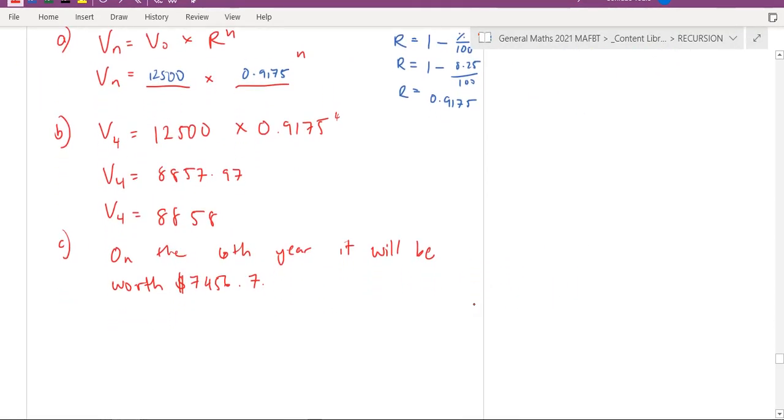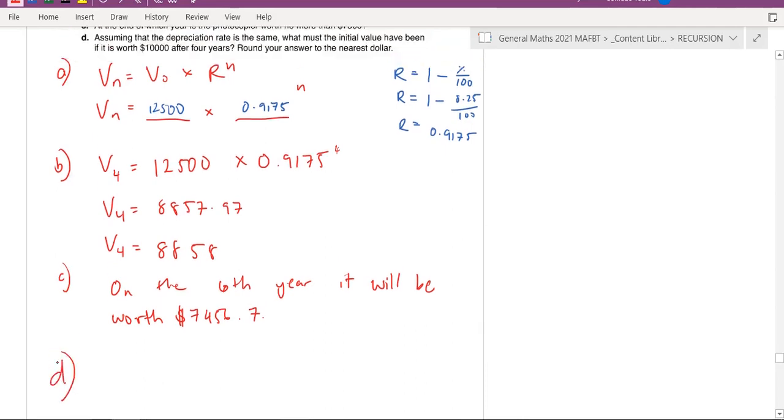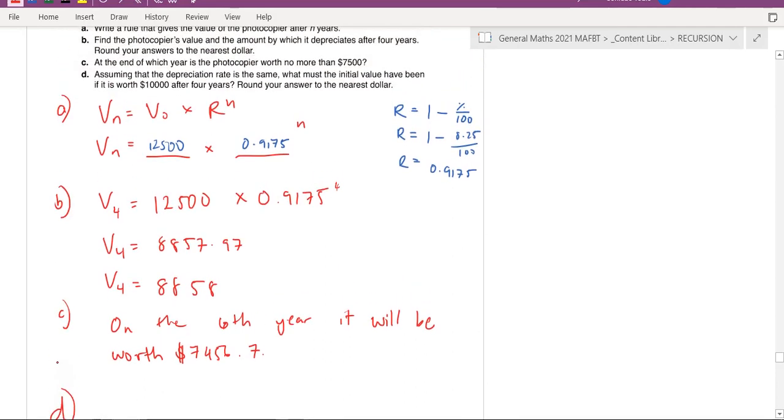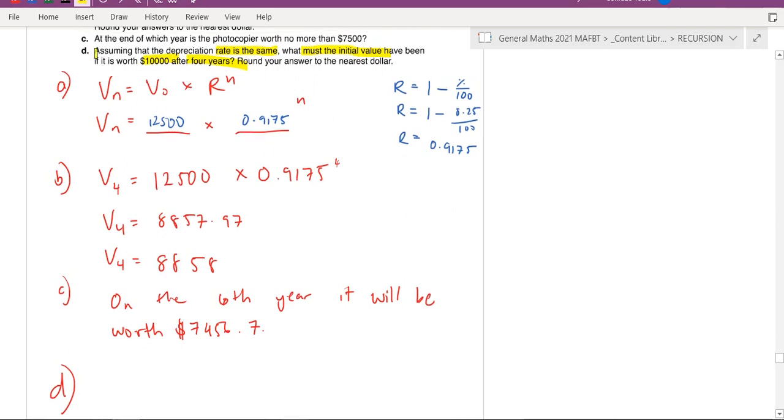Part D, last one. Assuming that the rate stays the same, so highlight that the rate is the same. This thing won't change. What must V0 be? What's V0 going to be if it is worth 10,000 after 4 years? Round to your nearest dollar. So your rate is still 0.9175. What's V0 if Vn is 10,000 and n is 4?